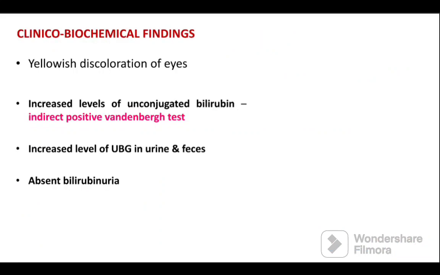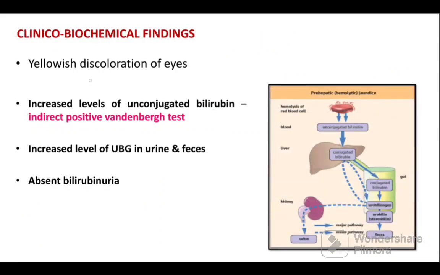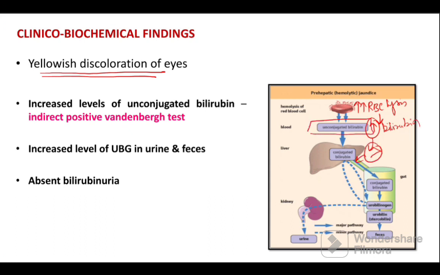Now, the clinico-biochemical findings in this type of jaundice: there will be yellowish discoloration of eyes, and because there will be increased RBC lysis and increased bilirubin production, it will be beyond the ability of the liver to conjugate. As a result, there will be more unconjugated hyperbilirubinemia. And this unconjugated bilirubin in serum, when tested for Van den Bergh, gives an indirect positive result.